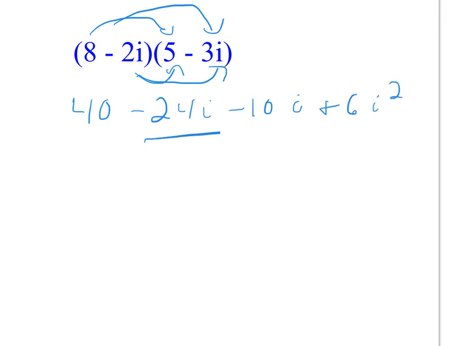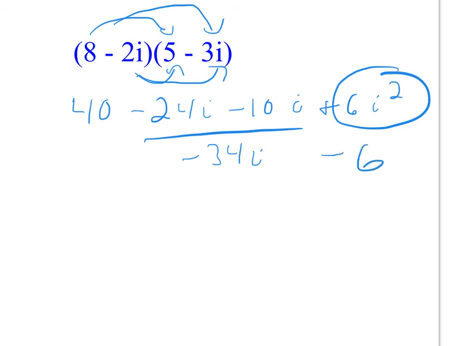I can combine my i's. I get negative 34i. 6i squared becomes minus 6, because i squared is negative 1. 40 minus 6 is 34. So I have 34 minus 34i.